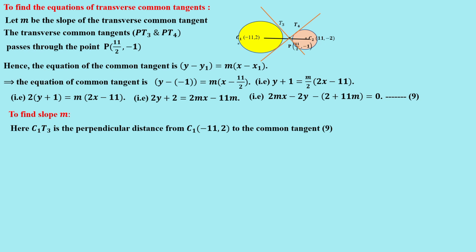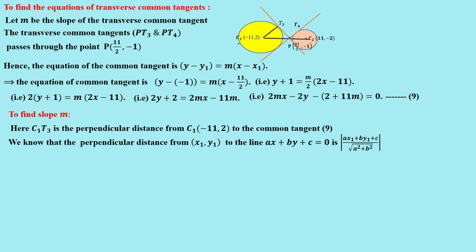So C1T3 is the radius, right? The radius line is always perpendicular to the tangent line, because that is a normal. We know that the perpendicular distance from (x1, y1) to the line ax plus by plus c equal to 0 is this formula, mod of ax1 plus by1 plus c divided by root of a square plus b square. So instead of ax plus by plus c equal to 0, we are taking equation 9, right? So (x1, y1) is nothing but (minus 11, 2). Substituting the value, C1T3 is equal to 2m into minus 11 minus 2 into 2 minus 2 plus 11m by root of 2 square plus 2m square.